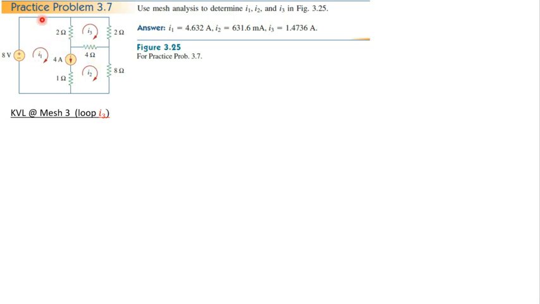However, we can't do the KVL here because the current source right here is unknown, it will give us a voltage, and for I2 we can't do a KVL over here because of the same reason.